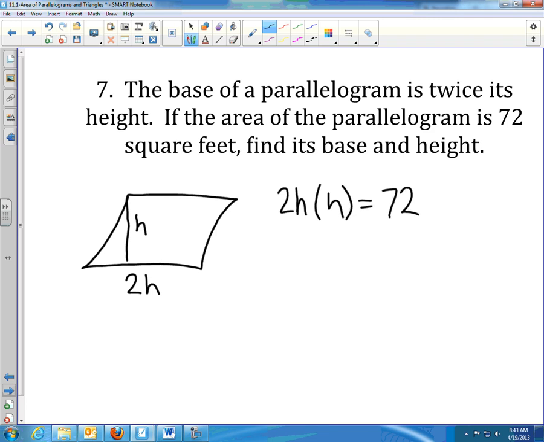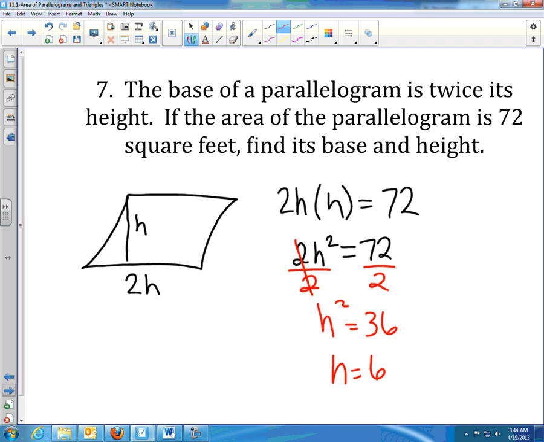So let's go ahead and simplify. We get 2h squared equals 72. But we are going to have to solve for that h. So 2 ways we could do this. One, we can go ahead and divide both sides by 2. So we get h squared equals 36, and take the square root of 36, and h equals 6. So our height is 6, and our base is twice that. So our base would be 12.